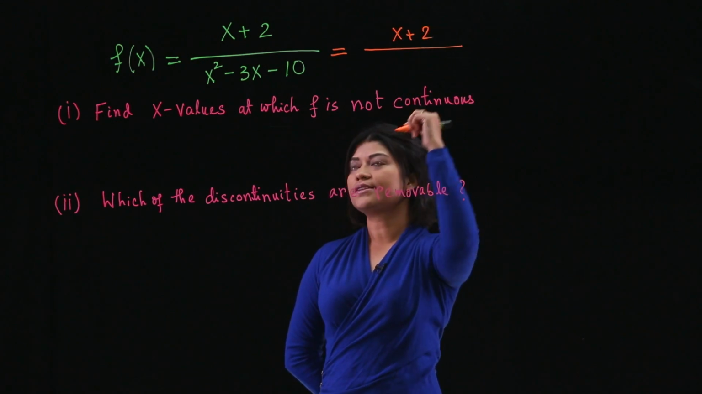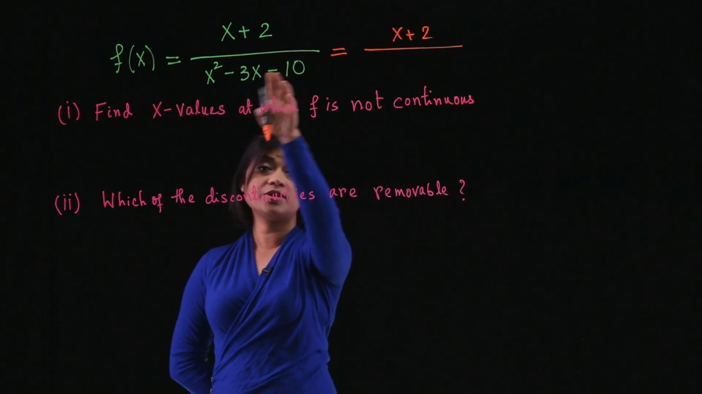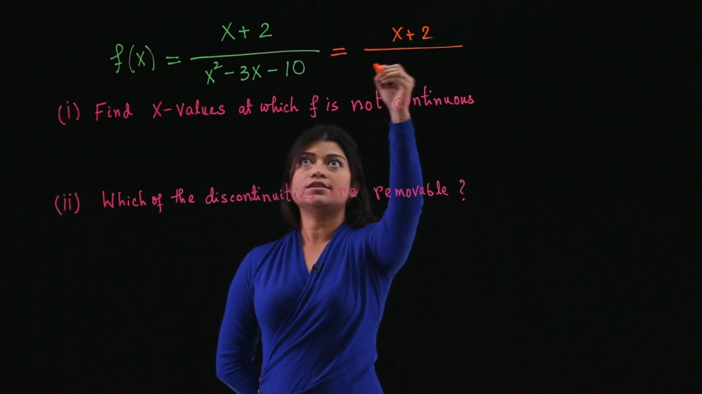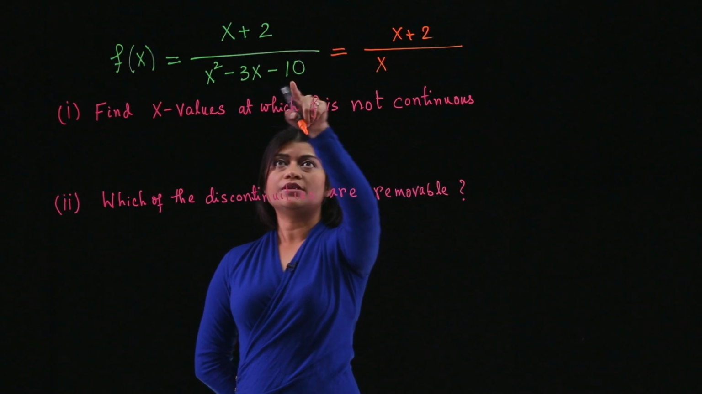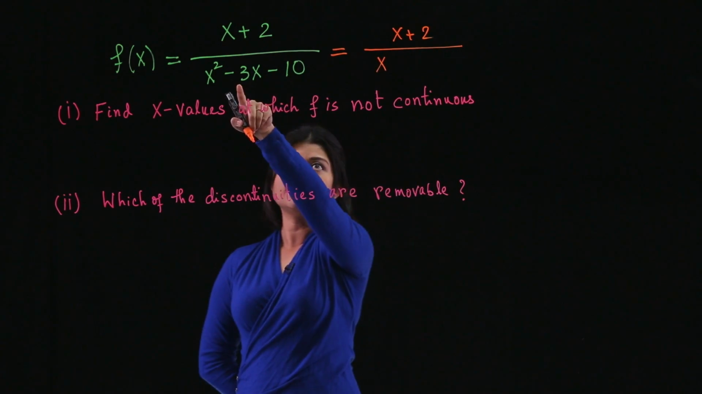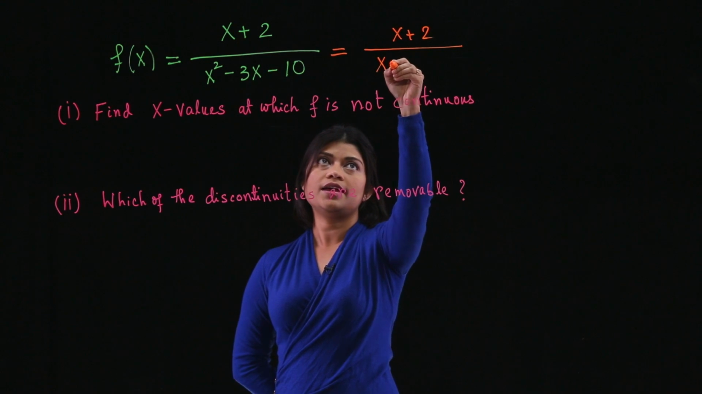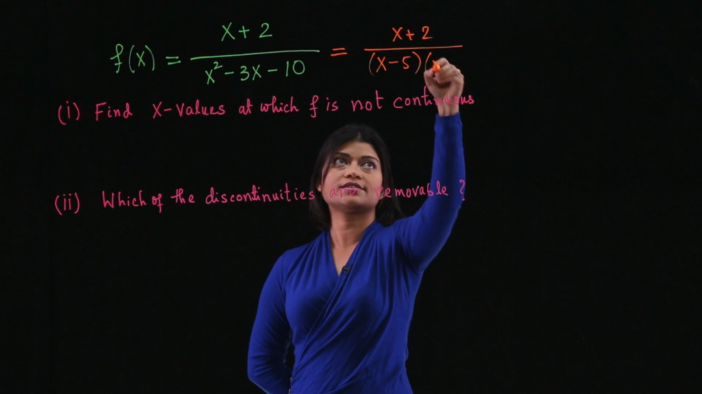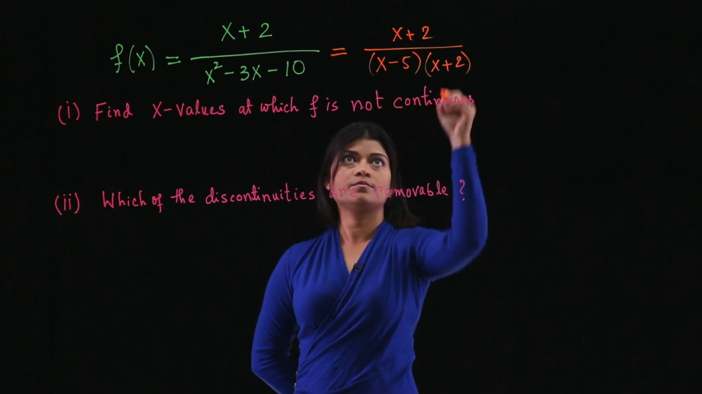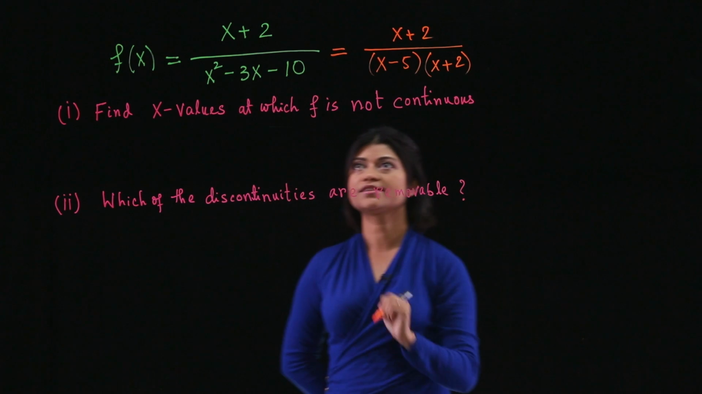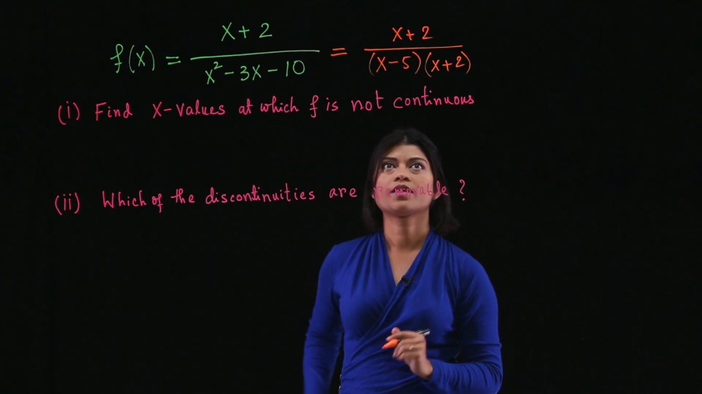Keep the numerator as it is, and then the denominator is just a quadratic expression, so you can factor. Let's see, we have negative 10 here, so 5 times 2, and this is negative 3, so it'll be x minus 5 times x plus 2. Okay, that is x squared minus 3x minus 10.